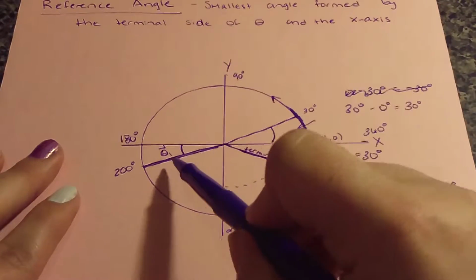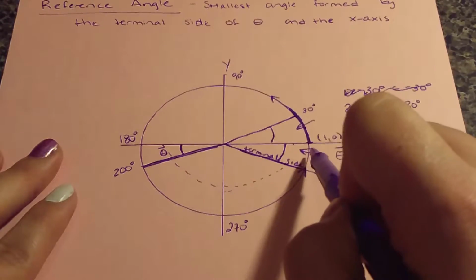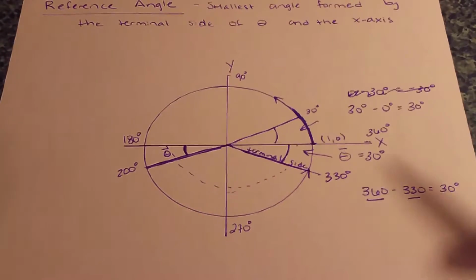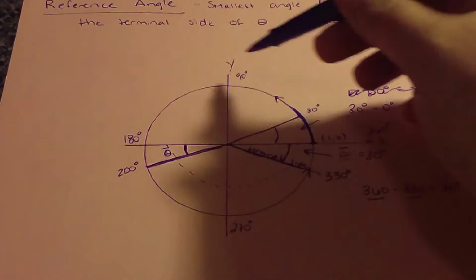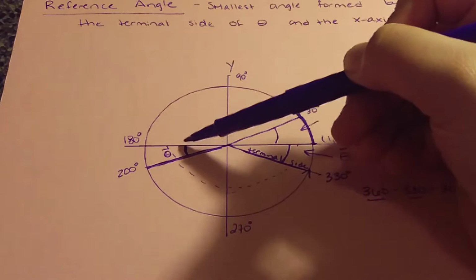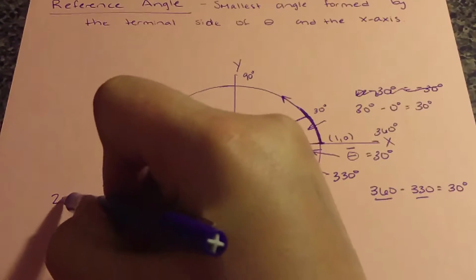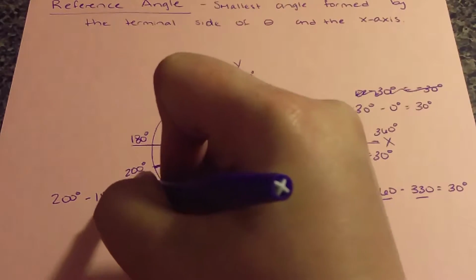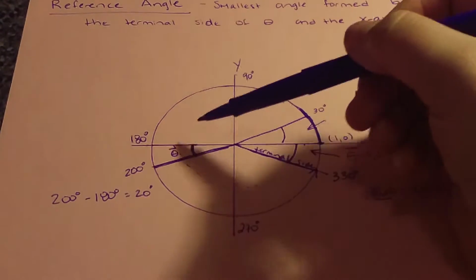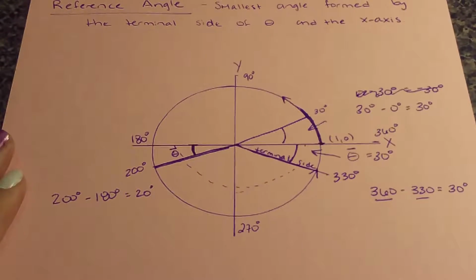Notice that I could have gone from here around to get back to an x-axis, but that is the larger of the two possibilities. So this one is the one I want to use for my reference angle. Again, the way you subtract differs in each quadrant, but all we need to do is figure out what angle measurement I went through to get from 180 down to 200. So here I'm going to subtract 200 minus 180 and get 20 degrees as the gap between the x-axis and that terminal side. So in this case, the reference angle is 20 degrees.